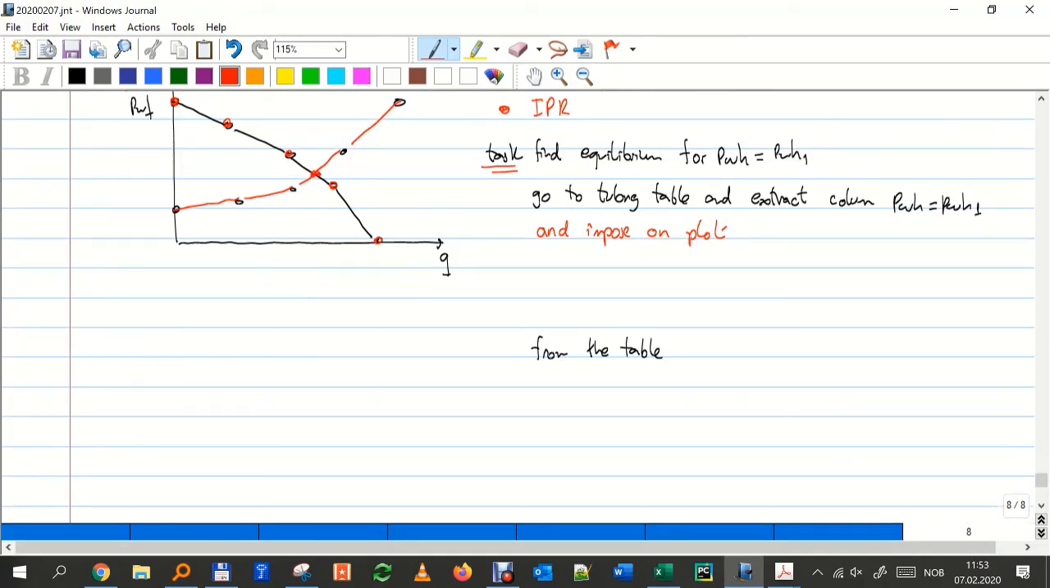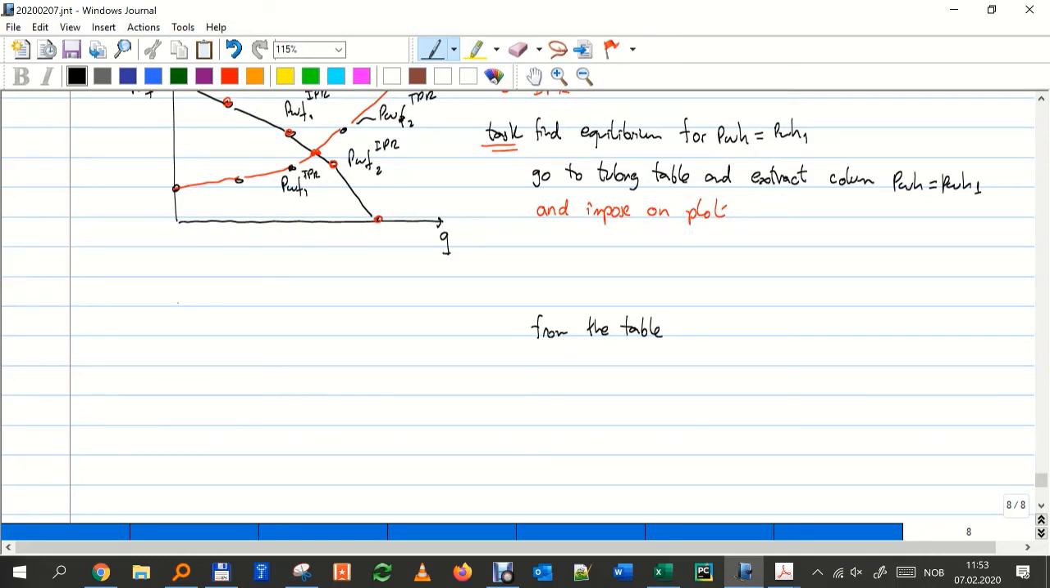So this will be PWF1 from the IPR. This will be PWF2 from the IPR. And this will be PWF1 from the TPR, and this will be PWF2 from the TPR. I see where I have a change in sign. So how do I find that intersection? I have to make a point here, which is the intersection PWF star for a Q star, and here I have Q1 and here I have Q2.